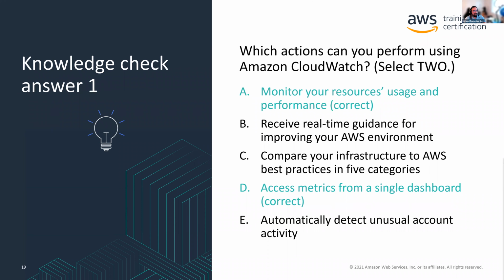Good, Terry. So you put A and D. Can you monitor your resource usage and performance and access metrics from a single dashboard? That's exactly right. Real-time guidance, by the way, is going to be Trusted Advisor. Compare your infrastructure to AWS's best practices. That's also going to be Trusted Advisor. Automatically detect unusual account activity. That's going to be CloudTrail.